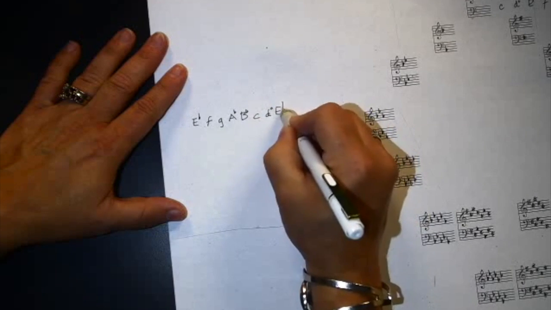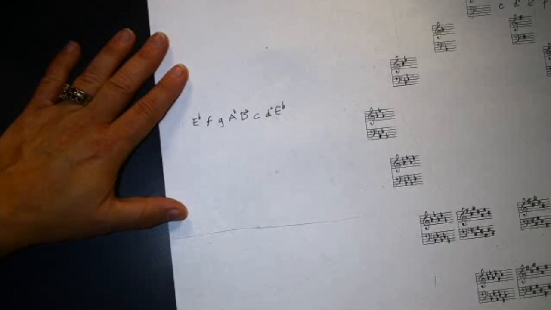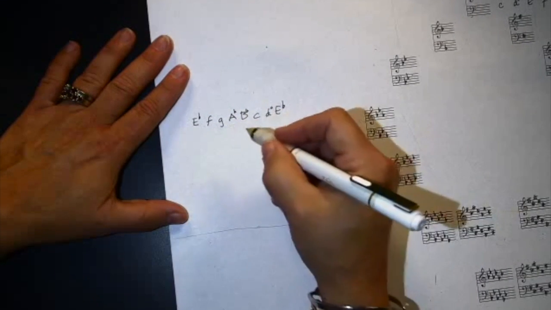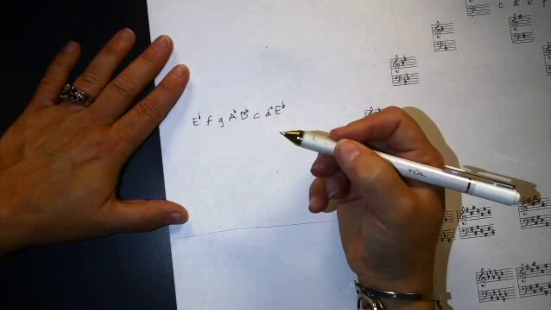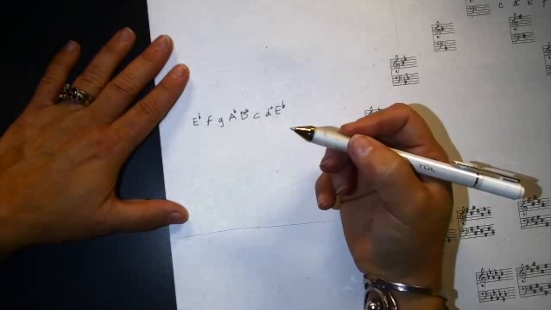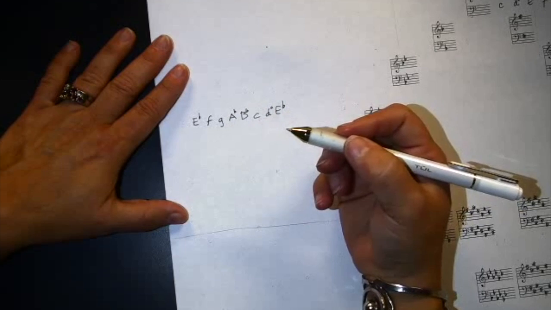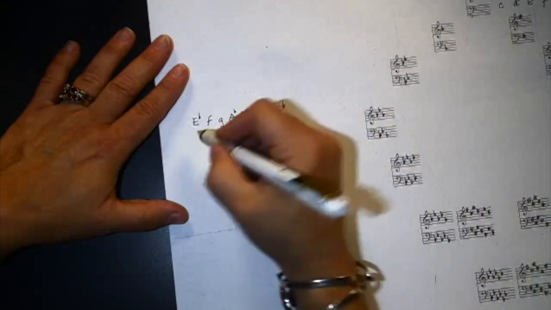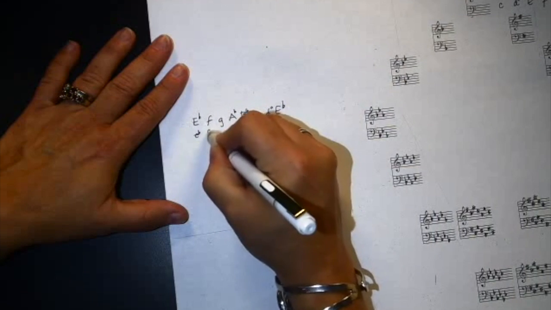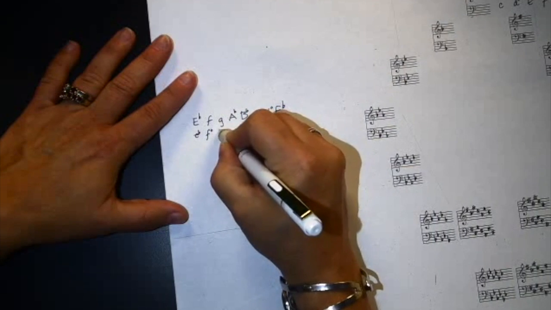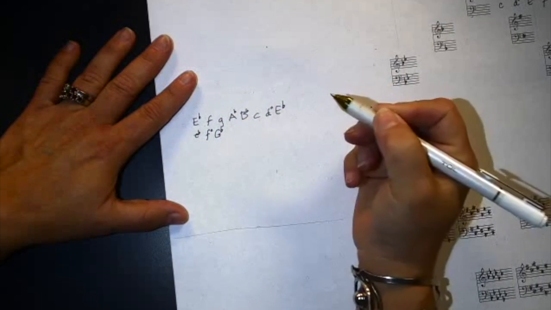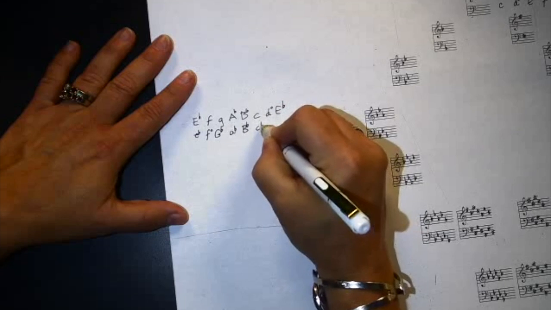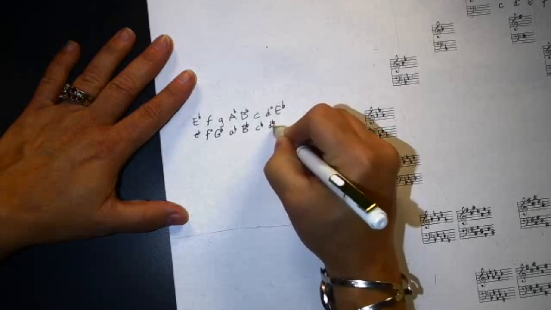Switching to the parallel minor, and we want the ascending side of the melodic minor. The only thing that is different with respect to the major scale is that the third is lowered a half step. So E flat minor, F diminished, G flat is the relative major, A flat, B flat, C natural, D natural diminished, and we're back to E flat.